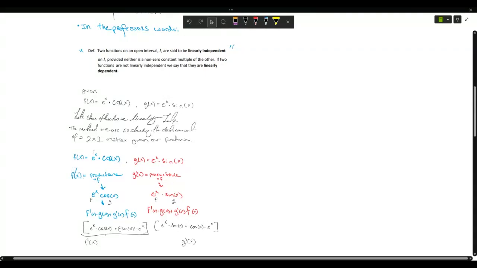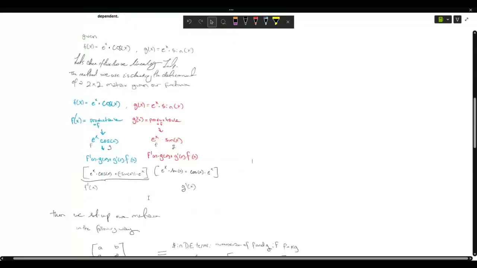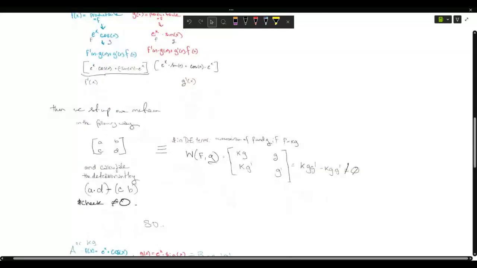Given that our function f of x is equal to e to the x times cosine x, if we want to find the derivative, we're going to use the product rule. And then here is our derivative. And the same thing for g of x, and here's our derivative. So then we can set up our matrix.